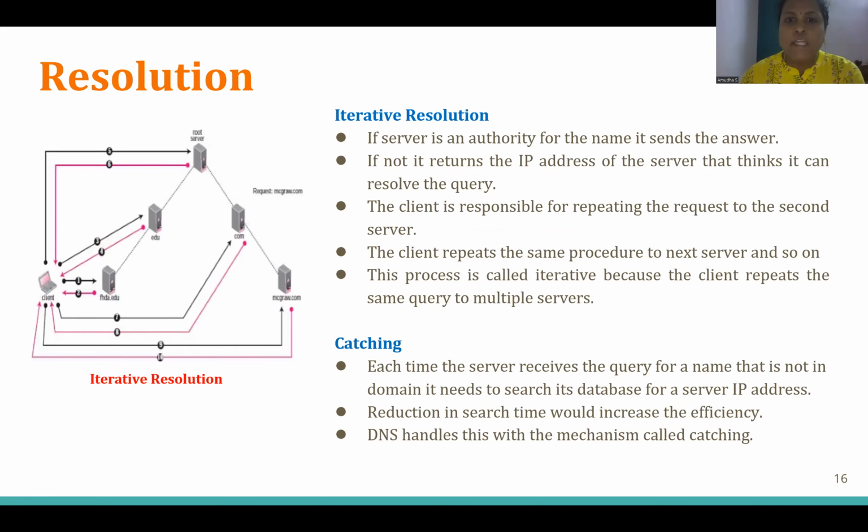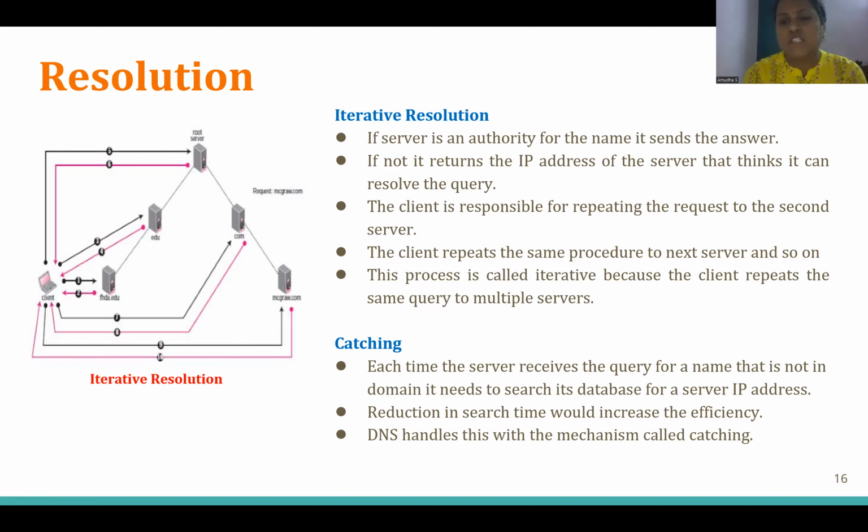Iterative resolution. If the server is the authority for the name, it sends the answer. If not, it returns the IP address of the server that it thinks can resolve the query. The client is responsible for repeating the request to the second server. The client repeats the same procedure to the next server and so on. This process is called the iterative process. Once a particular request is forwarded to the DNS server, the response is generated. That process is repeated until the client accepts all the query responses.